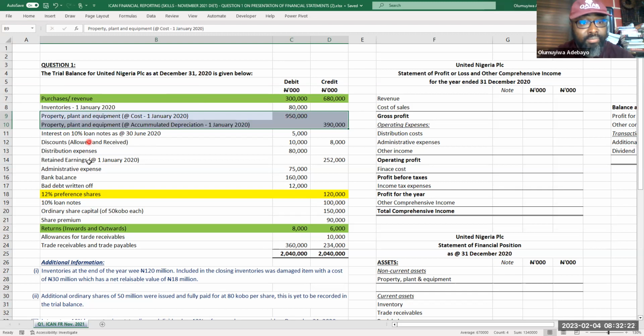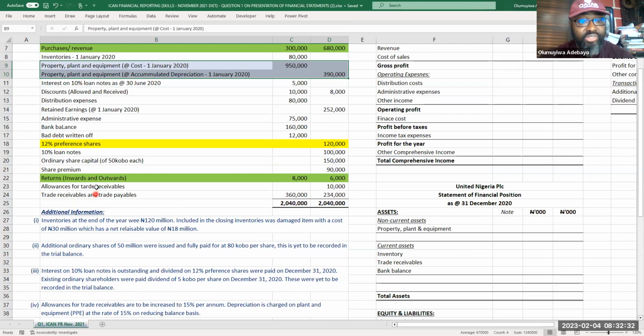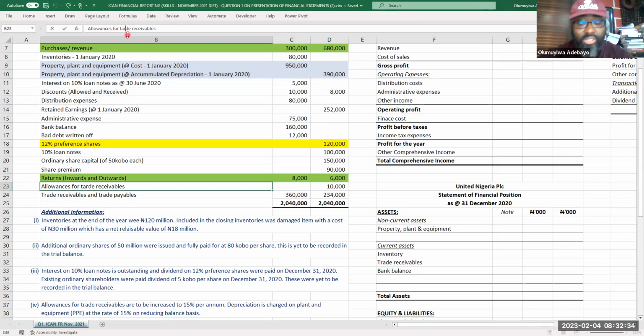And which other one? Okay, for now. Now we also have allowance for trade receivables.